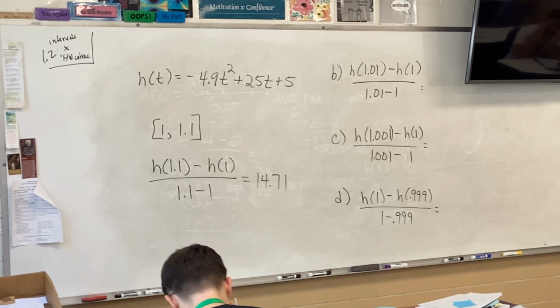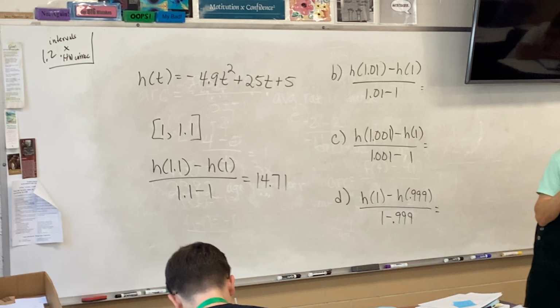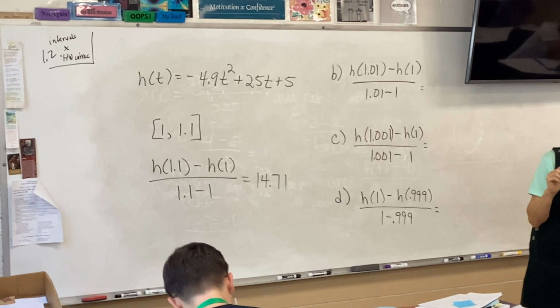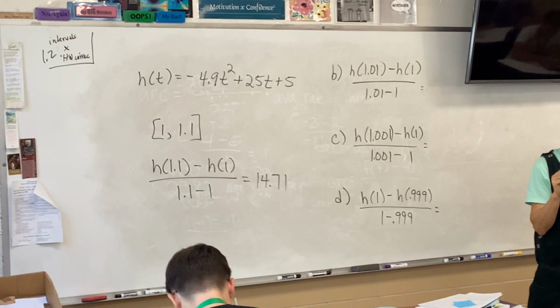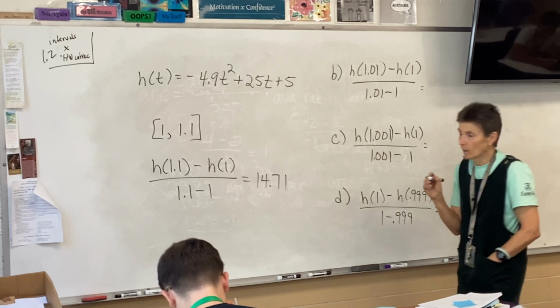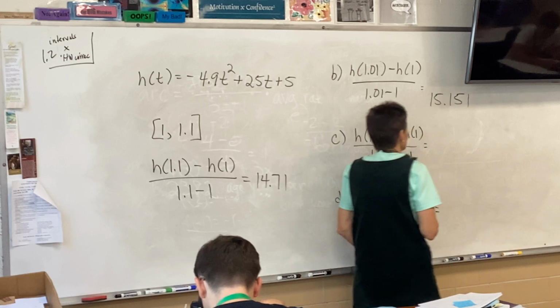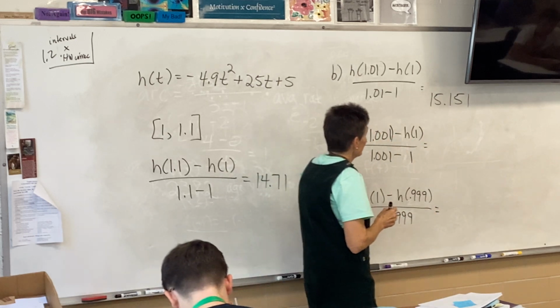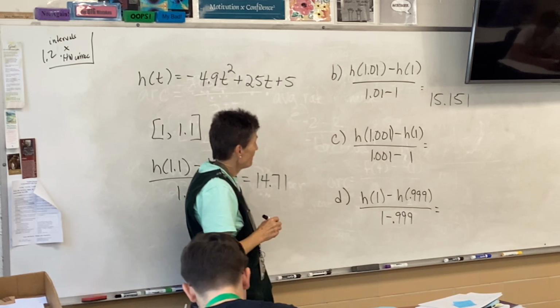Anybody get the second one yet? Raina? 15151. Okay, so can you give that to me decimally? I got 0.1. 15.151? Alright, I guess I can live with that, okay. 15.151, meters per second. Alright.